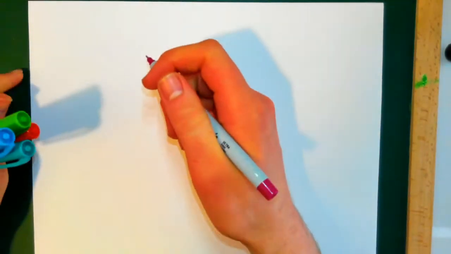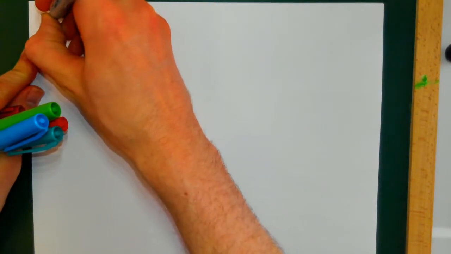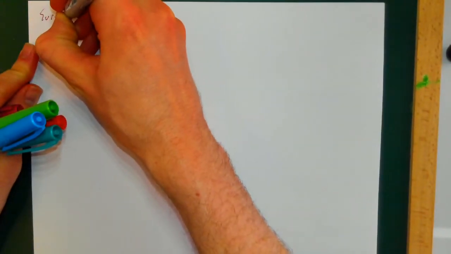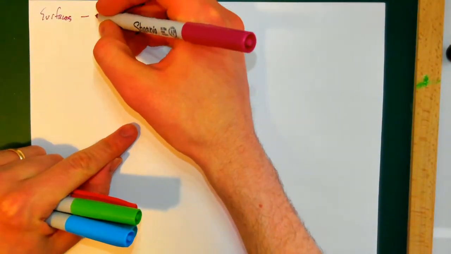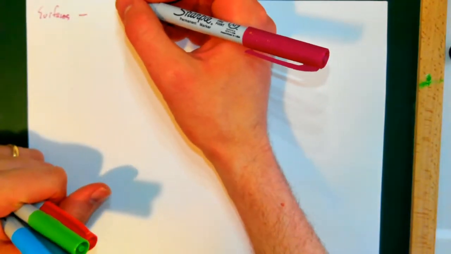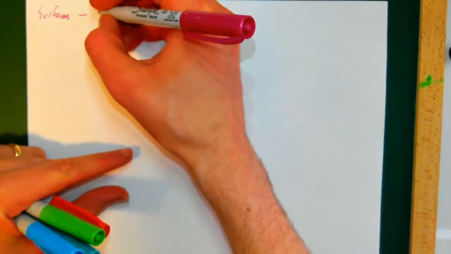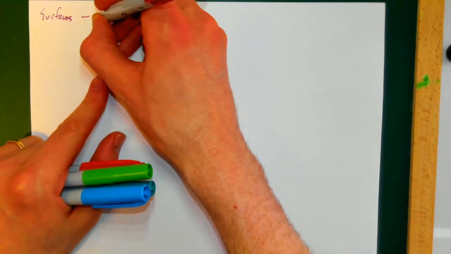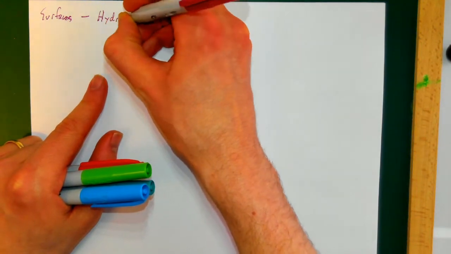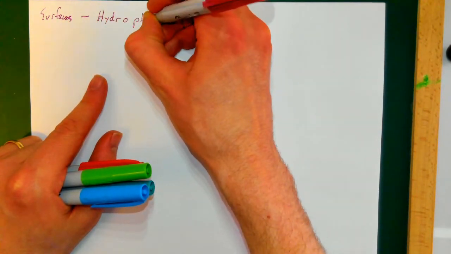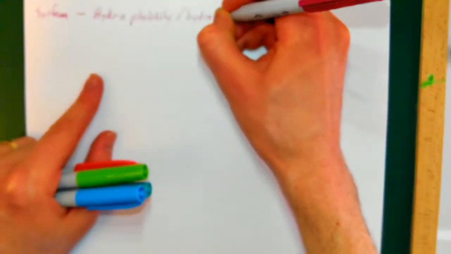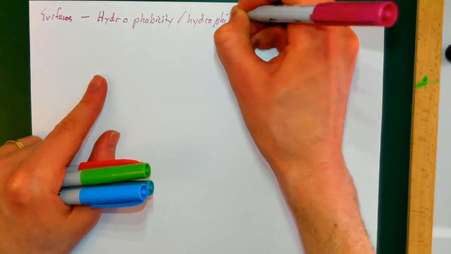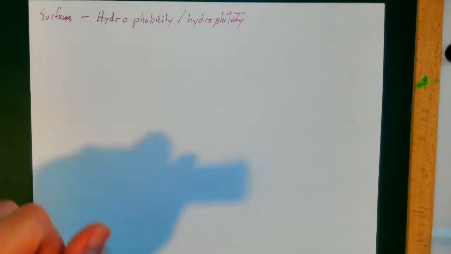Welcome to Biomaterials. Today we're going to talk about surfaces, and in particular, how we characterize surfaces. One of the most important characterizations that we can do of surfaces is a measure of how hydrophilic or how hydrophobic they are. So, surfaces and hydrophobicity versus hydrophilicity. Basically, whether something is hydrophobic or hydrophilic.